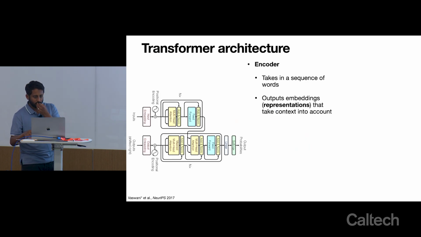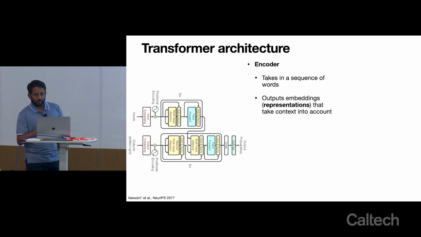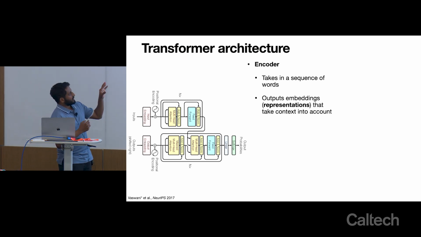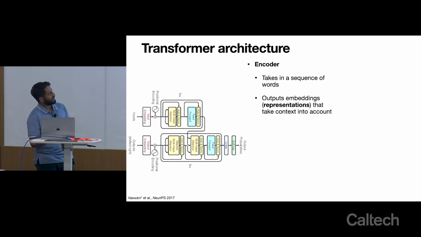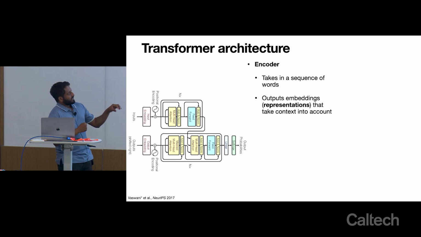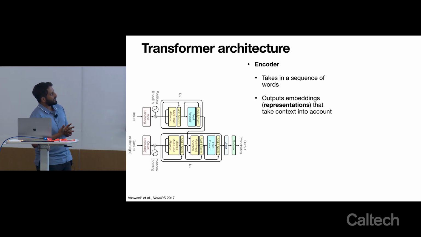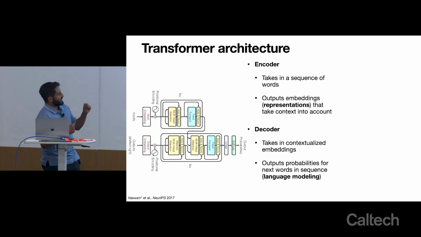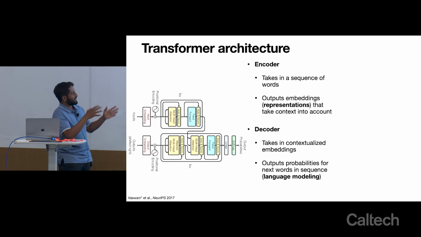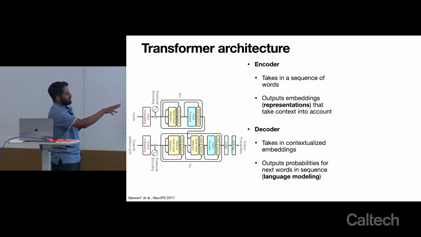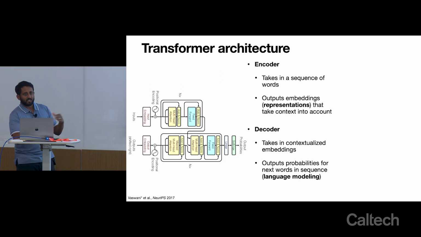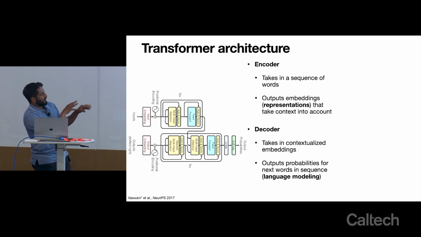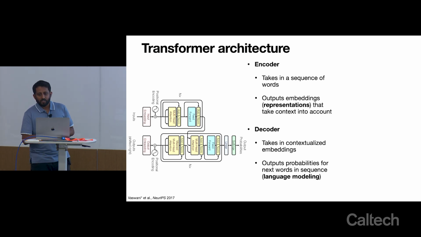Okay. So just to summarize where we are. In the transformer architecture, you have the encoder, which takes in a sequence of words and then outputs embeddings, sometimes called representations, that can take context into account. And then the decoder takes in the contextualized embeddings from the encoder and outputs probabilities for next words in a sequence. This is a common problem in language modeling: give me a sequence, what's the next most likely word? Okay. So this was the architecture from the Vaswani paper.